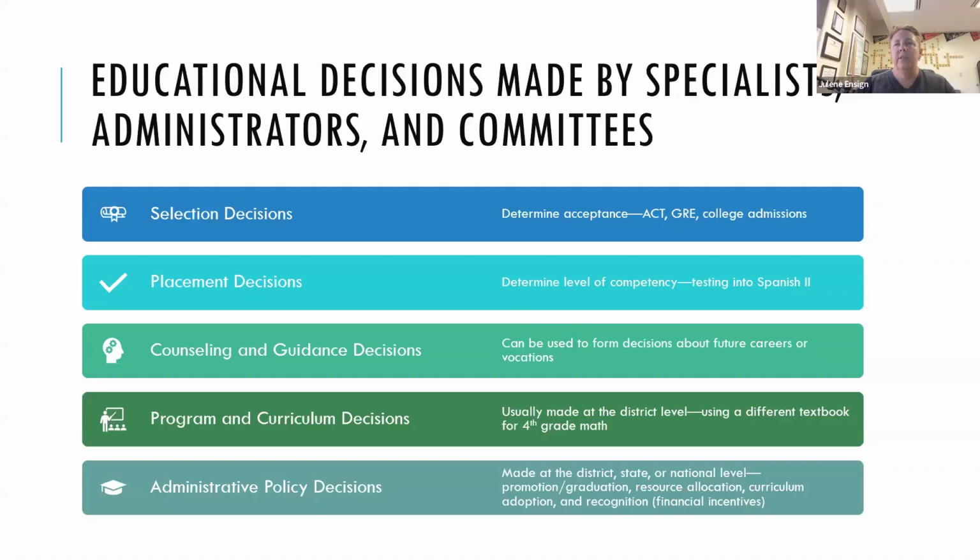And then there are administrative policy decisions. I gave you a couple of examples here. If we're passing somebody from 8th grade to 9th grade, what constitutes graduation requirements? How do we decide how much budget you get? How you can spend that budget? Those kinds of things are all administrative policy decisions. So the decisions in the classroom are only a part or snapshot of the decisions that affect teachers on a daily basis.